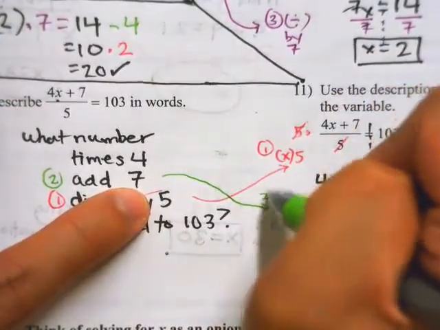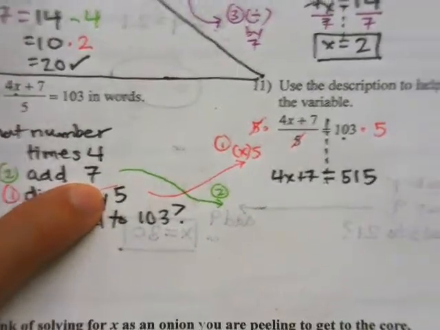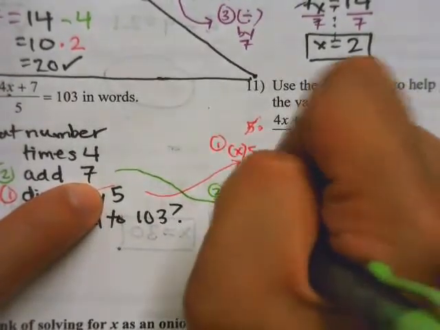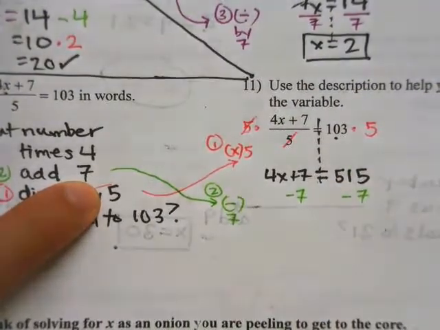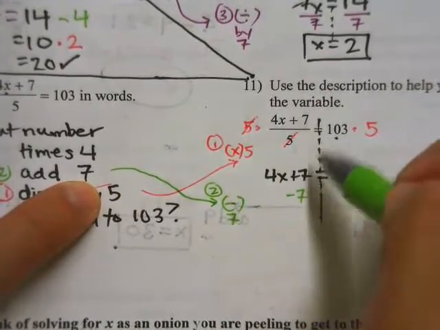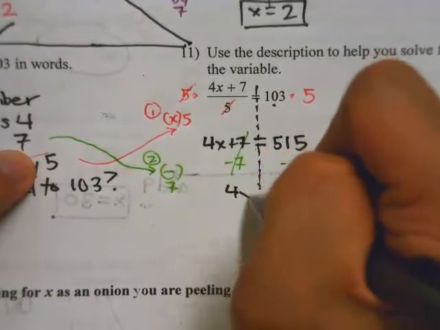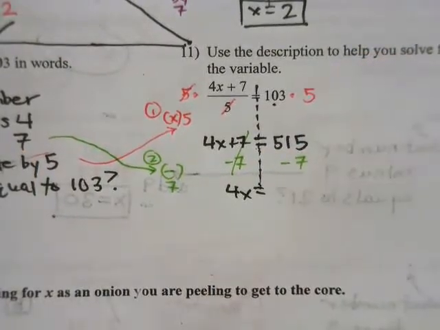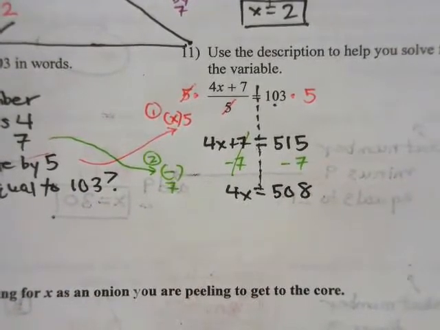Now we described add 7, so we're going to do the opposite of that. We're going to do minus 7 on both sides. The plus 7 and minus 7 undo each other. So this is going to be 4x is equal to 508, huge number.